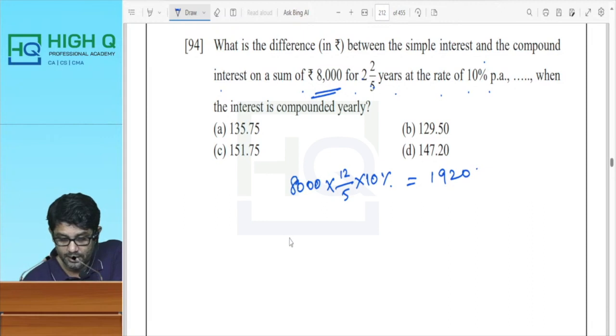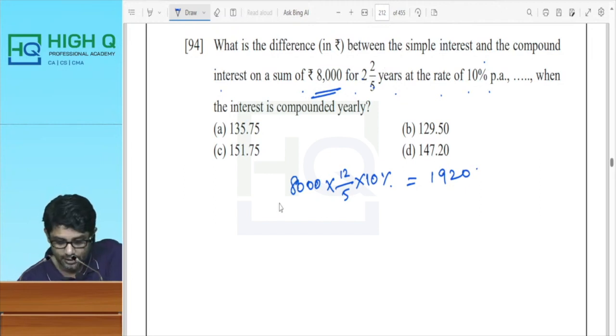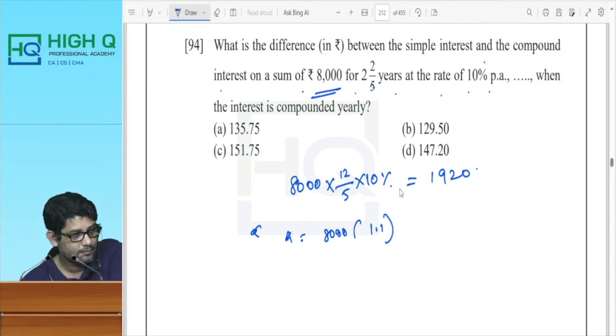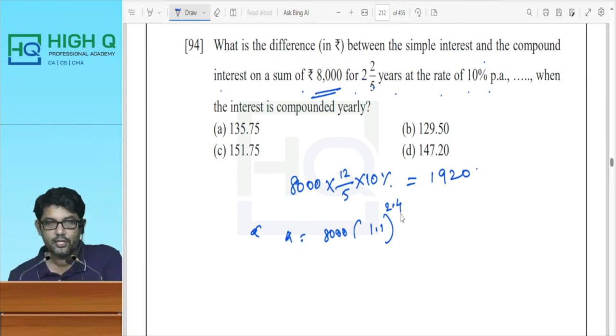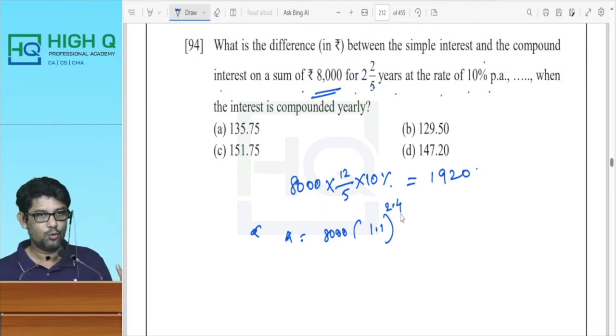Next, compound interest. What is compound interest equal to? Sir, 2 by 5 years, 12 by 5 is not there, right? Then how to do it, sir? Look at this. Let me find out the amount. P into 1.1 whole power 12 by 5. What is 12 by 5? 2.4. Sir, 1.1 whole power 2.4, we don't know how to find out.